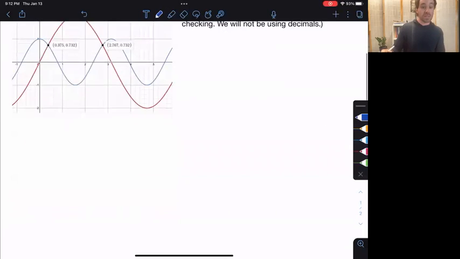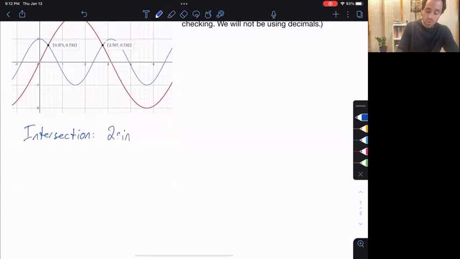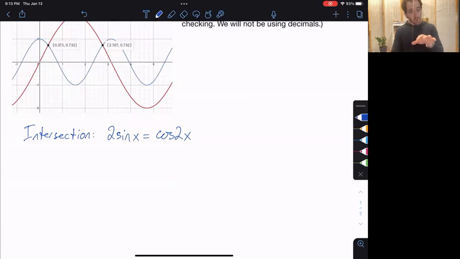Sometimes this is easy, sometimes it's not. Guess which one this is. We're going to find the intersection like this. Of course, it will be 2 sine x equals cosine of 2x. Now, this happens over and over, but we're interested in the first 2 times that it happens, like the problem says.